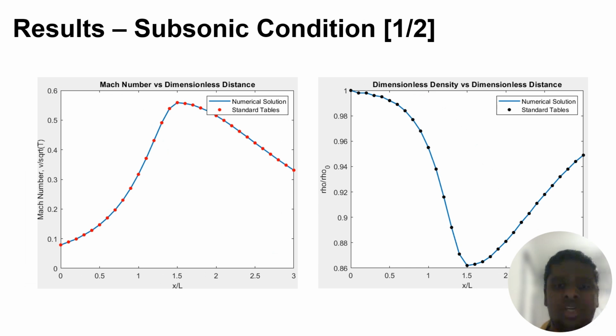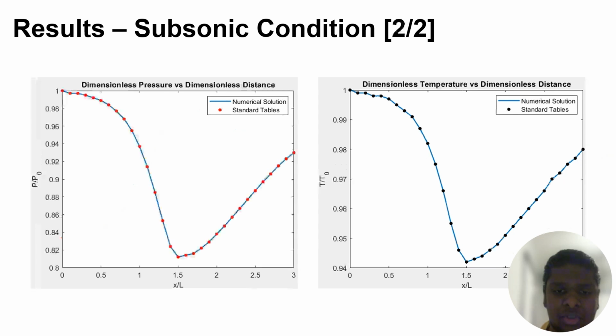So for the case of subsonic conditions, since the velocity does not choke at the nozzle throat, we find that the velocity decreases in the diverging section. And since there is a velocity decrease, according to Bernoulli's law, we find that the pressure increases in the diverging section, and so does the density and the temperature.